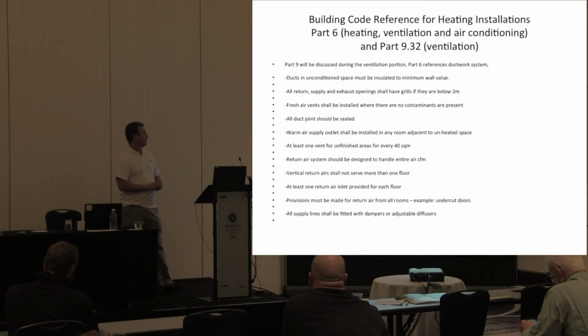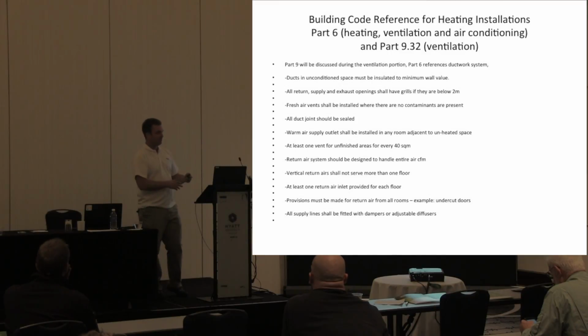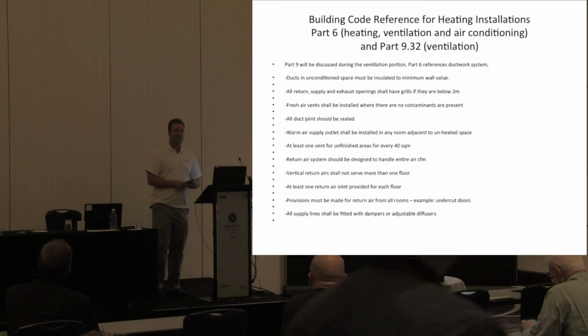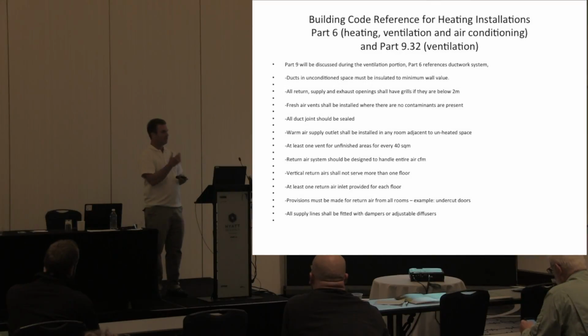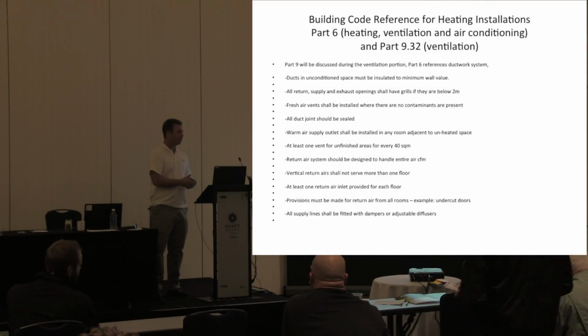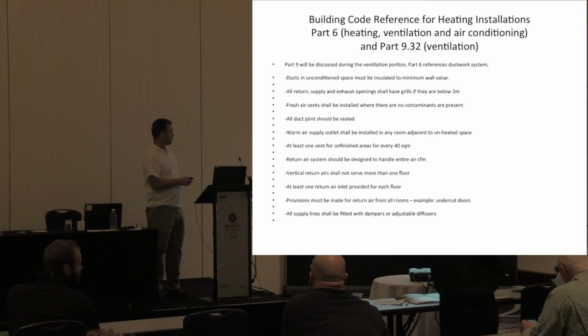Returns and supply openings have to have a grill if they're below pretty much 2 meters, which is 6 feet. Same issues as electrical and protecting stuff. You don't want somebody to fall in or do whatever else. So unless it's on the ceiling, it has to have some grills on it.